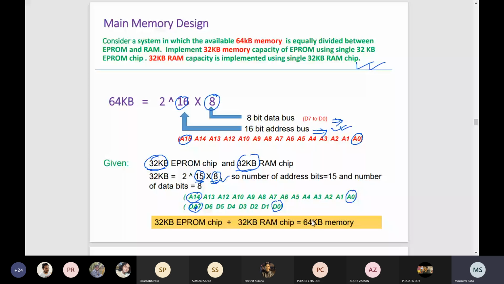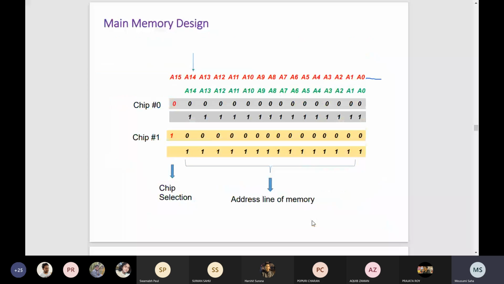Obviously 32 KB plus 32 KB, we can have the 64 KB memory. Now how can we design it? First, I have written what our requirement is. Our requirement is 64 KB. So for that reason, we have to have the address bus, that is A0 to A15.